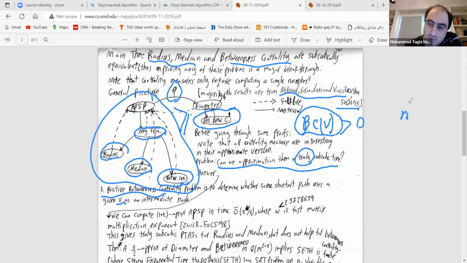Because already there is n cubed over 2 to the square root of log n. So in some sense this is subcubic, but it's not truly subcubic, because truly would be n to the 3 minus epsilon for some constant epsilon. So that would be a truly subcubic one. Most of them are just subcubic, but this one is a truly one. Okay, now what about approximations?